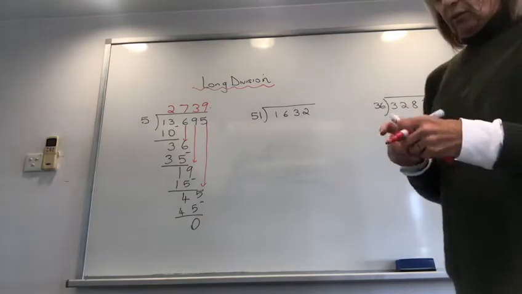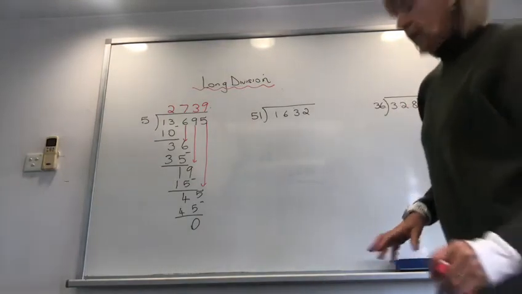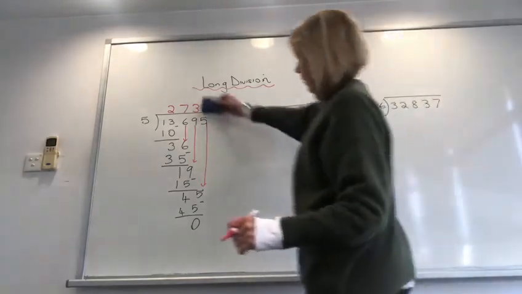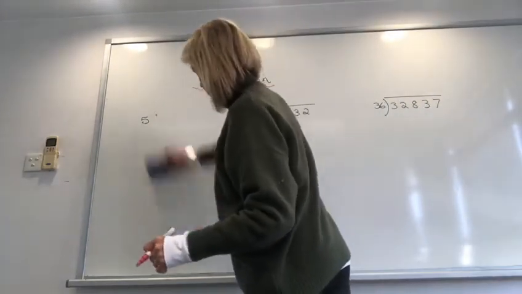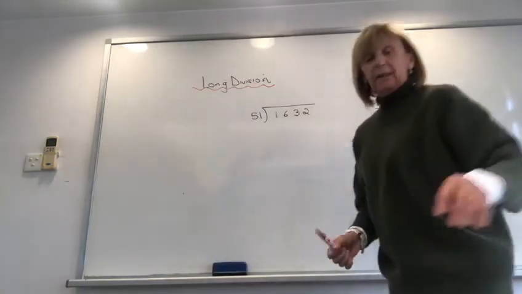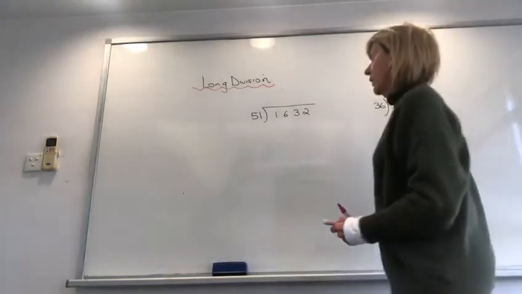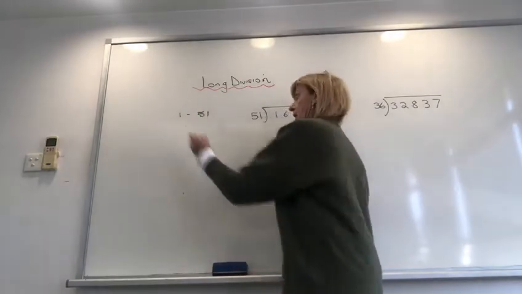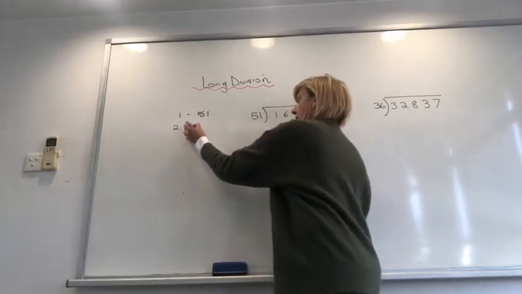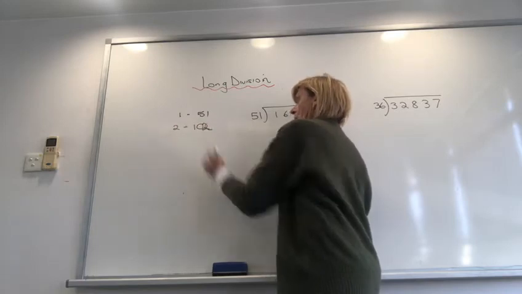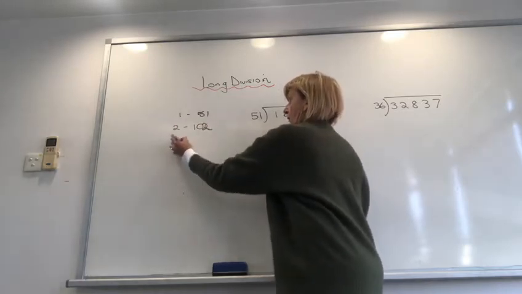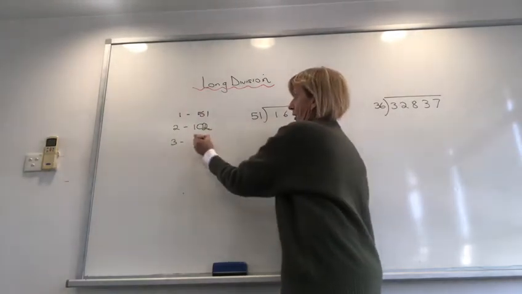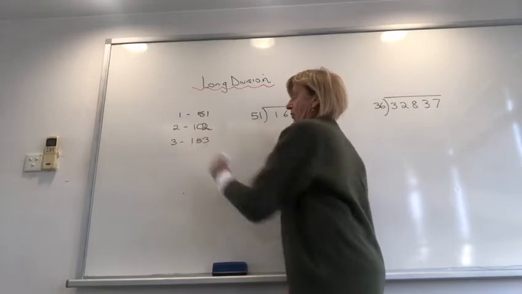Next time we're going to divide by 51. My hint to make life easier is to do a few multiples of 51 to get yourself started on the side. So I know 1 times 51 is 51. I could do 2 lots of 51 by doubling, that's 102. And I could do 3 lots of 51 by just adding these two together. They're directly below each other, so I get 153.